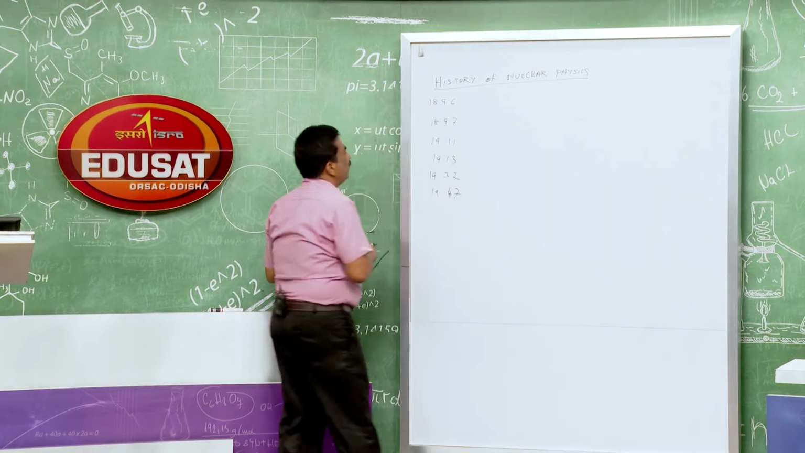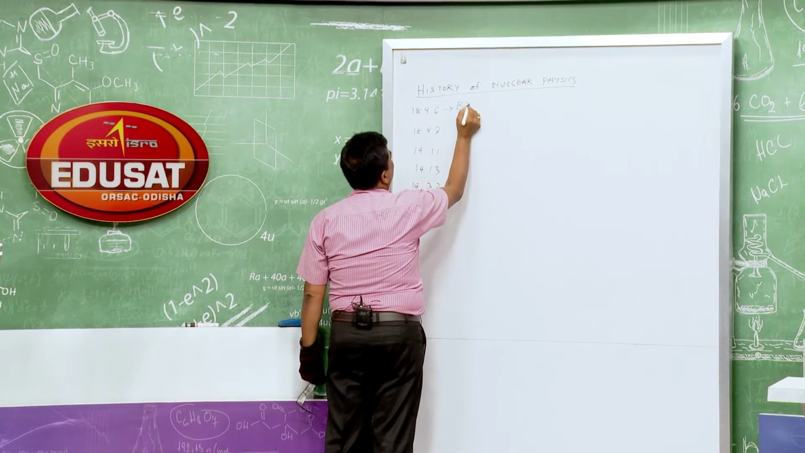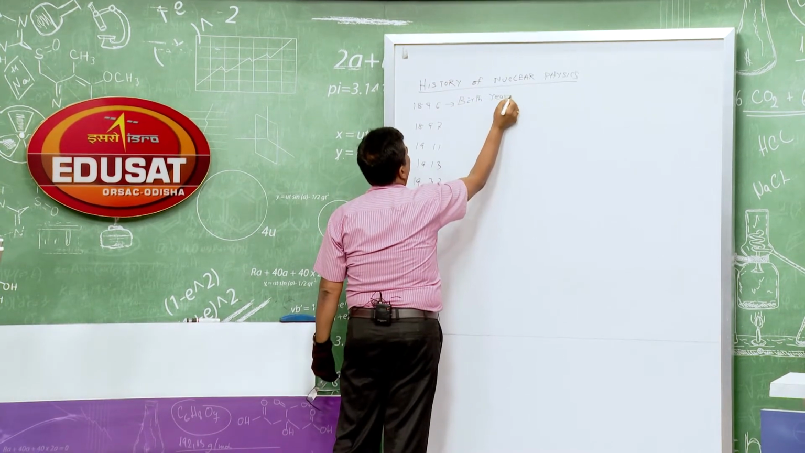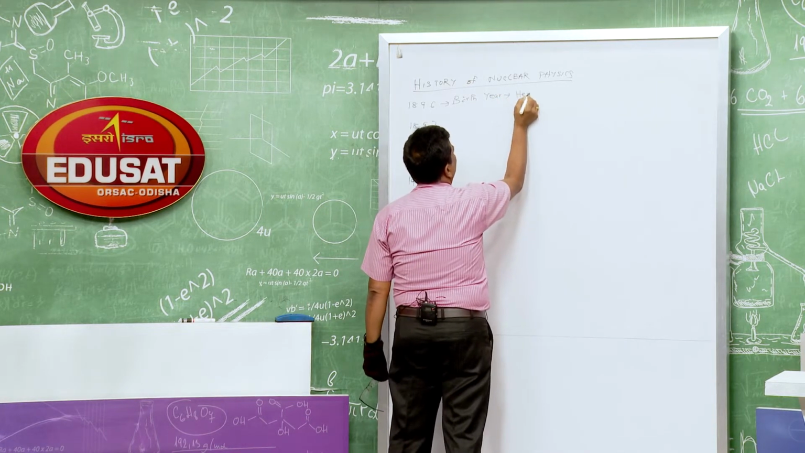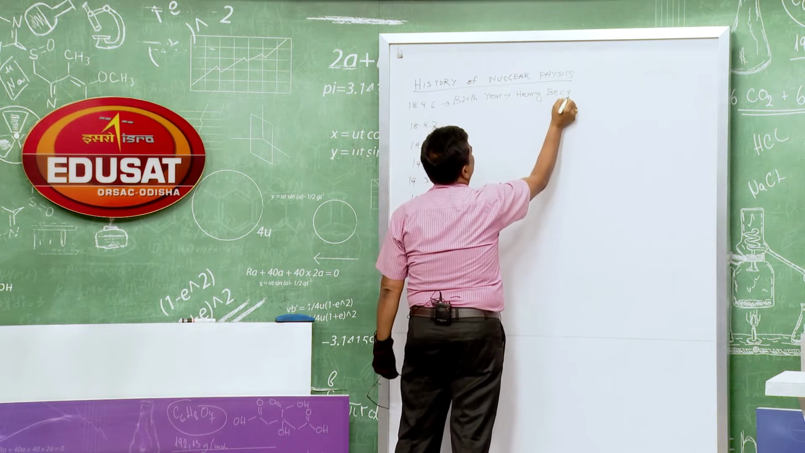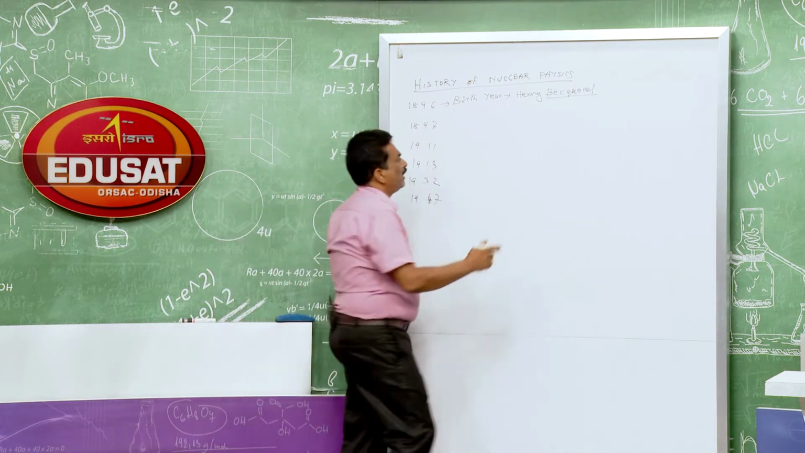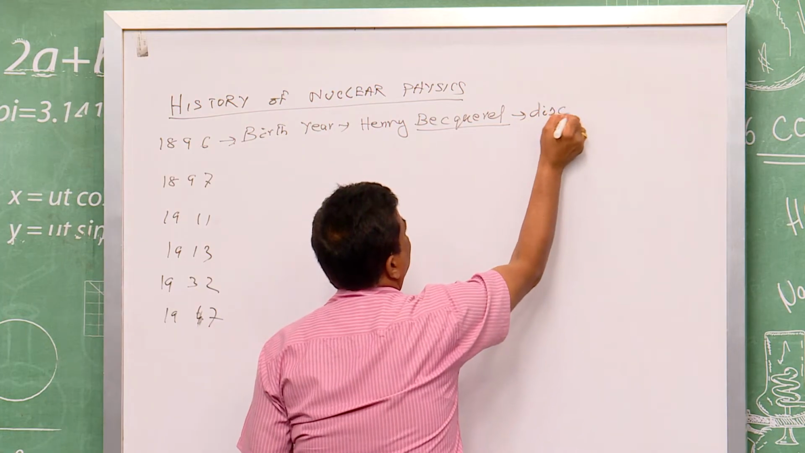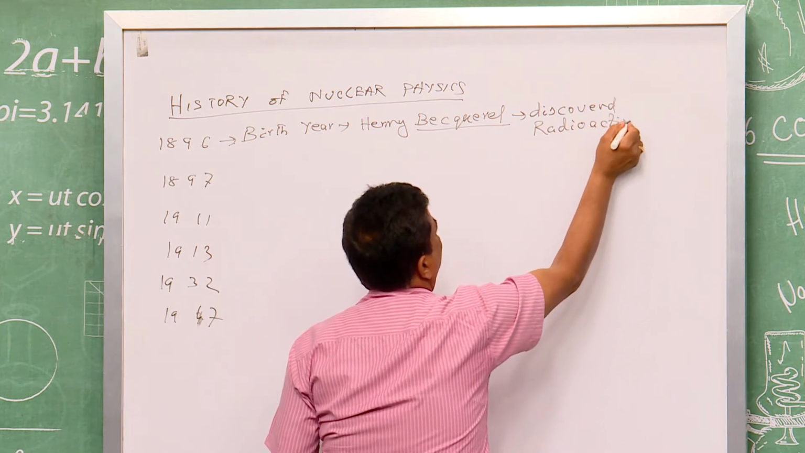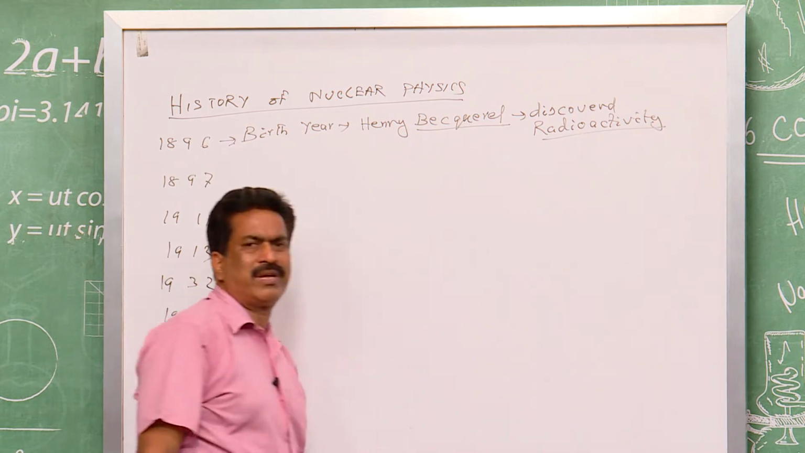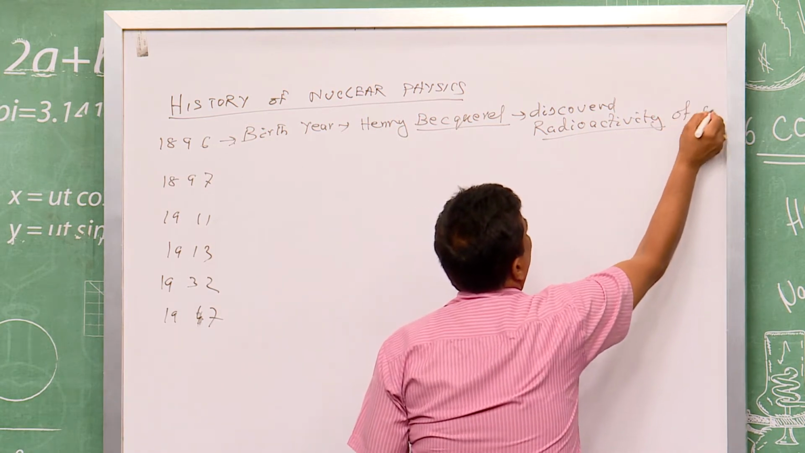Likewise, in different years different developments went on. 1896 is called the birth year of nuclear physics, when Henry Becquerel discovered radioactivity. About radioactivity, you know from chemistry, we also discuss it in detail in nuclear physics: the radioactivity of a uranium atom in 1896.